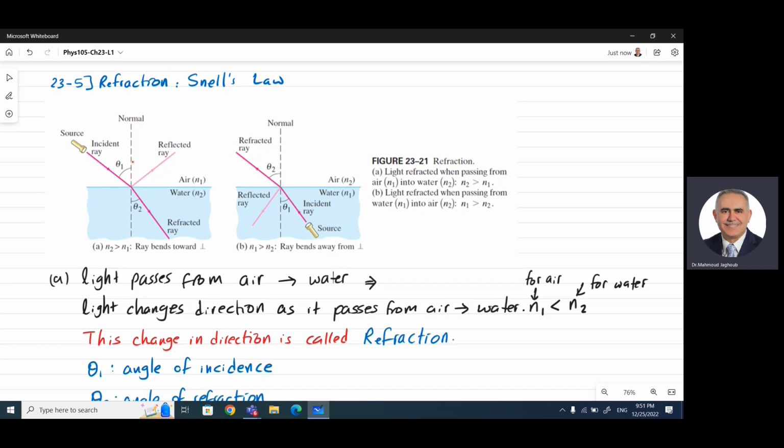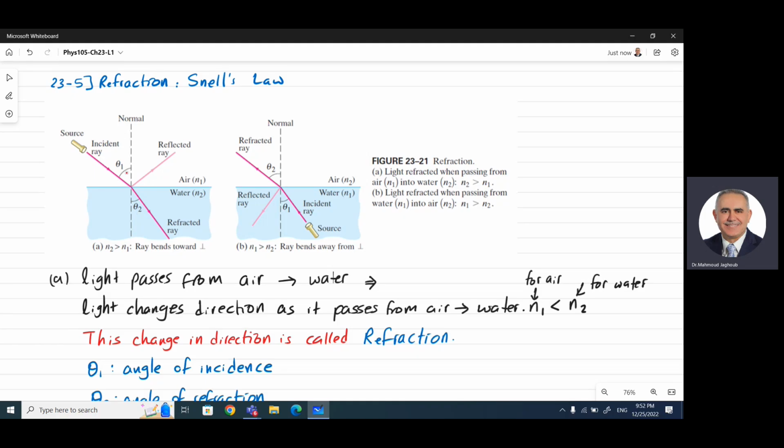فلما يوصل عند هذا السطح لاحظوا رسمنا النورمال at this point. الزاوية ما بين النورمال وما بين الانسيدنت ري بنسميها angle of incidence. طب شو بيحصل فيه؟ ما بيضله ماشي بخط مستقيم. لاحظوا غير من مساره، غير من اتجاهه أو انحرف عن اتجاهه الأصلي، لأن الزاوية ما بين الريفراكتد ري يعني الشعاع المنكسر، والقائم اللي هي ثيتا 2 بنسميها angle of refraction.